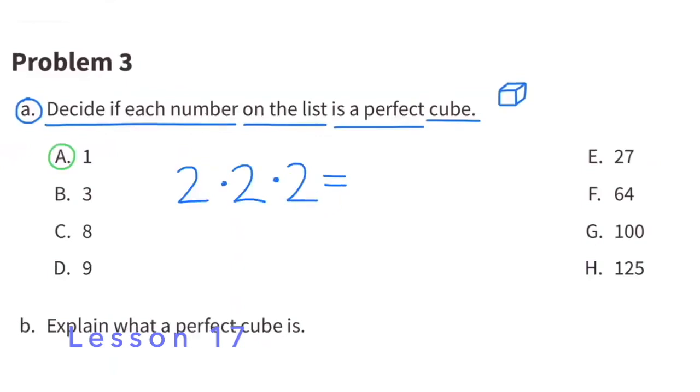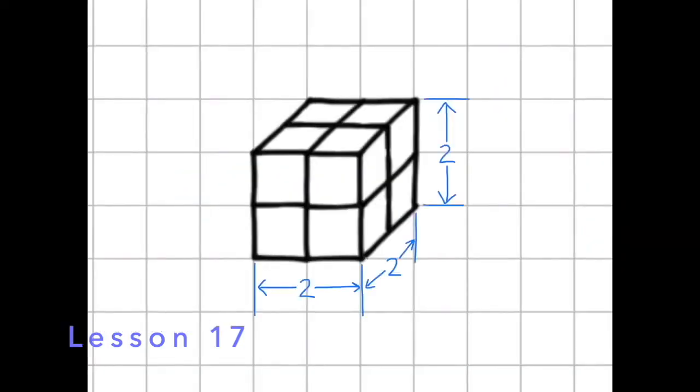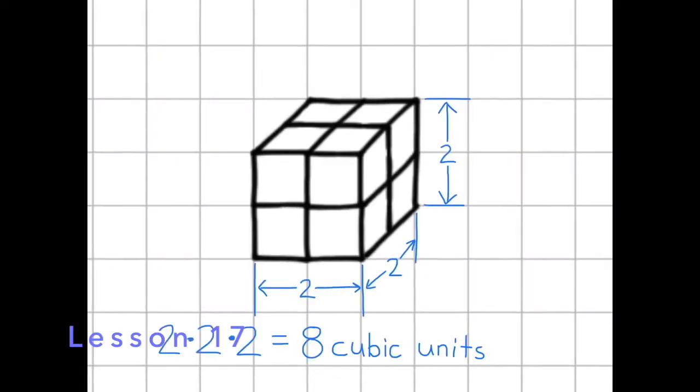2 times 2 times 2 equals 8, so C, 8, would be a perfect cube. This cube is 2 units wide, 2 units long, and 2 units tall. 2 times 2 times 2 equals 8 cubic units.